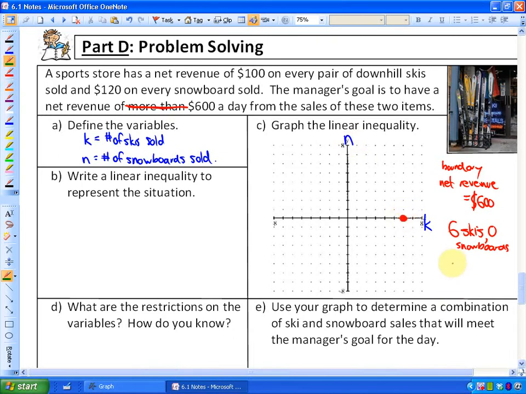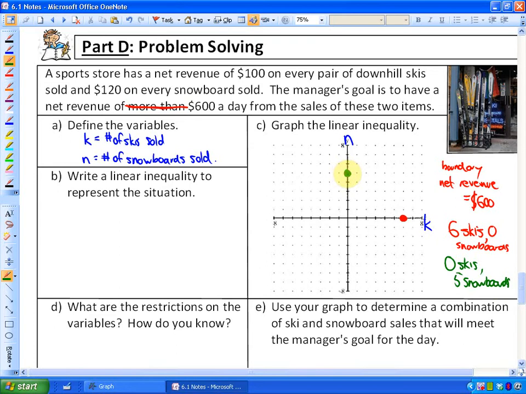Another possible one would be, what if I sold 0 skis and I sold 5 snowboards, because 5 times $120 of the revenue is equal to 600. Those are 2 ways, and that would be right here. Those are 2 methods to get an exact revenue of $600. That's actually your boundary line.